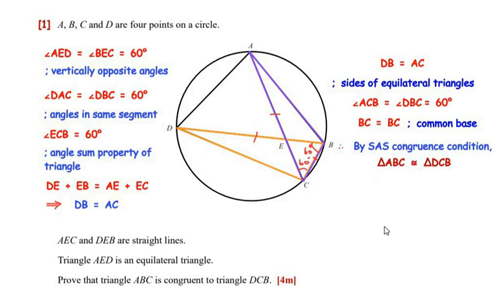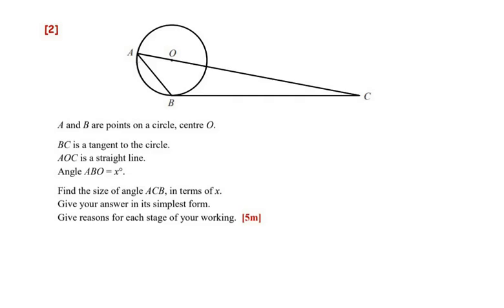Now let us move on to the second question. A and B are points on a circle with center O. BC is a tangent to the circle.